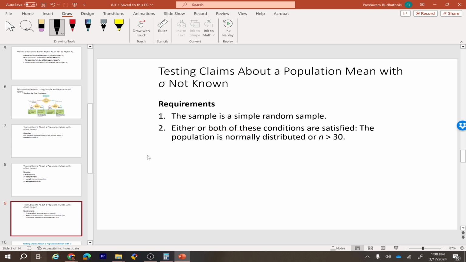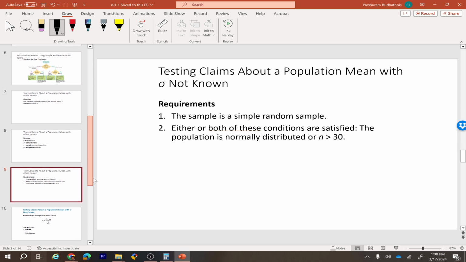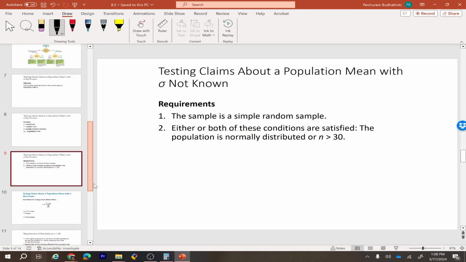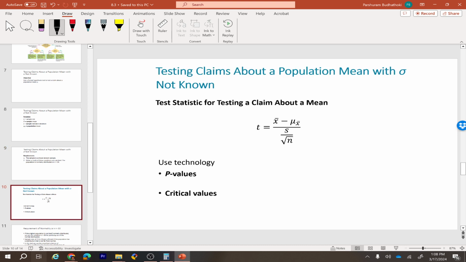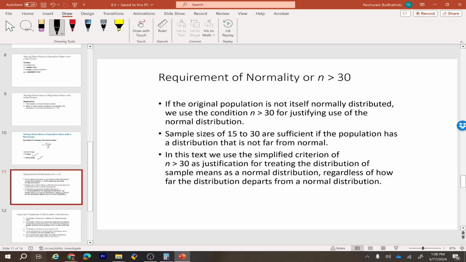These are the requirements you have to keep in mind. The samples should be simple random. Either the original population should be normally distributed, or the sample size should be greater than 30. In that case, the t-score can be calculated using this formula. We use either the p-value or the critical value. To calculate this, I'm going to use StatCrunch, and you can use StatCrunch too.